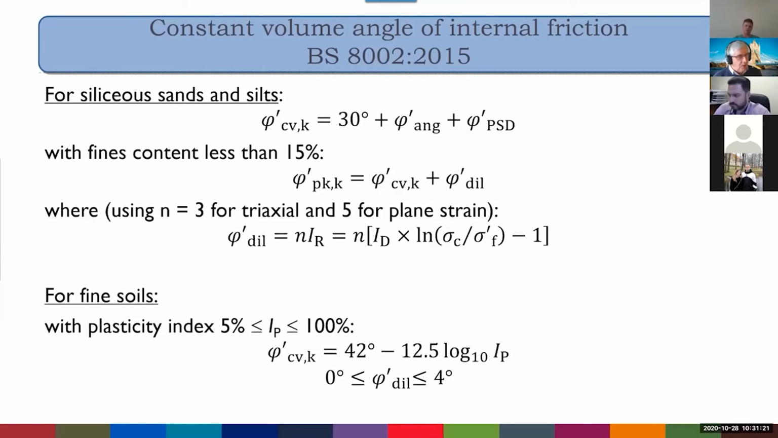So if you want to get a value from this sort of formula, you can get it from other material properties in your ground investigation report. If you've got a fine soil, there are a number of correlations. This is just one at the bottom, showing how you can get phi CV from plasticity index. And then the dilation may give you up to 4 degrees on top of it. So if you haven't got much information, these are rules of thumb that you can use to get additional information.